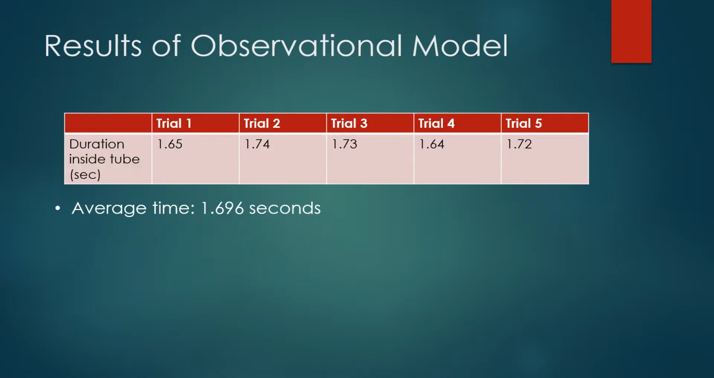So these are the results from the observational model. We recorded the duration of the magnet inside the tube in seconds, and we had 5 different trials, and the numbers for the 5 trials are stated here. Then we averaged all 5 trials, and the average time was 1.696 seconds.